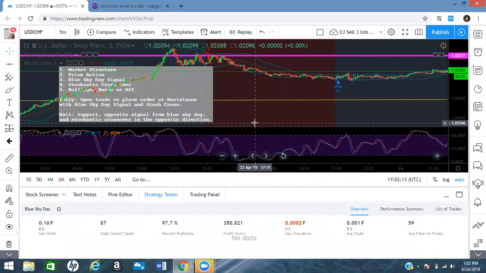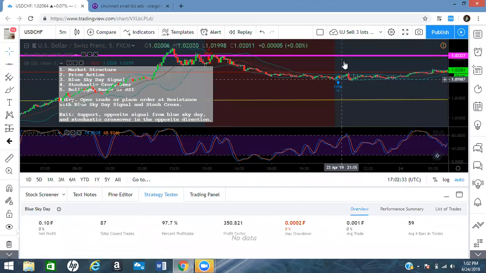So if you got in at resistance, you want to get out at support, at the opposite signal from what you took, and then the opposite stochastic crossover at the bottom. So you get in at the top at resistance, you're looking for the signal, you're looking for price action confirmation, and then you're getting out at the opposite with a long signal. You got a crossover here, and you're at support at the bottom of this trend.